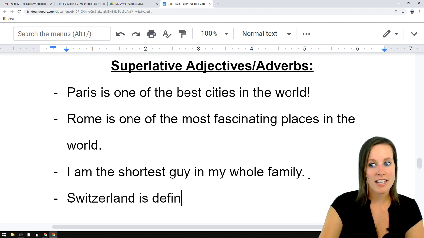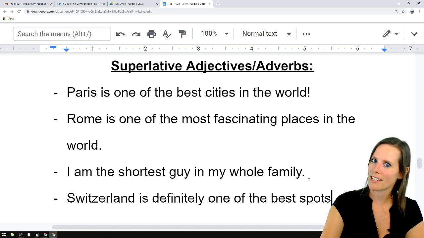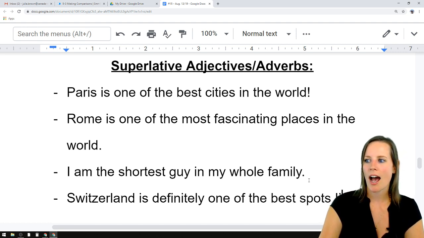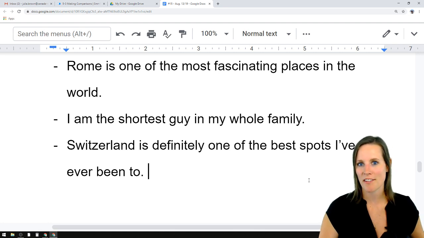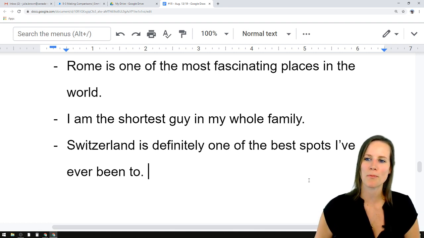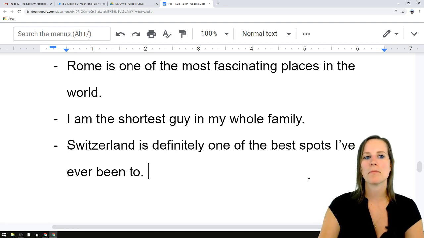Switzerland is definitely nice, is definitely one of the best spots, like I said, plural spots, I've ever been to. You need, I've ever been to. Great. Yes, I've been there too. It's so beautiful, so mountainous. Fascinating means interesting, very interesting.